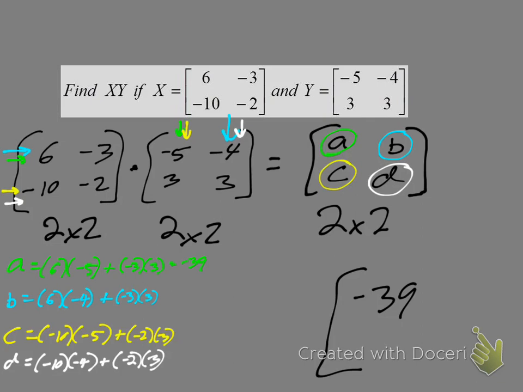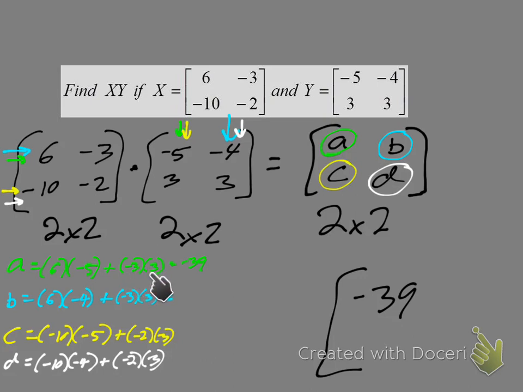Second one, do the blue. 6 times -4, -24, minus 9. Wait, hold on. How do we get -39? This is -30 right here. -30 plus -9. Where'd you get -9 though? -3 times 3. Oh, never mind. It wouldn't be plus -9, it'd just be minus 9.